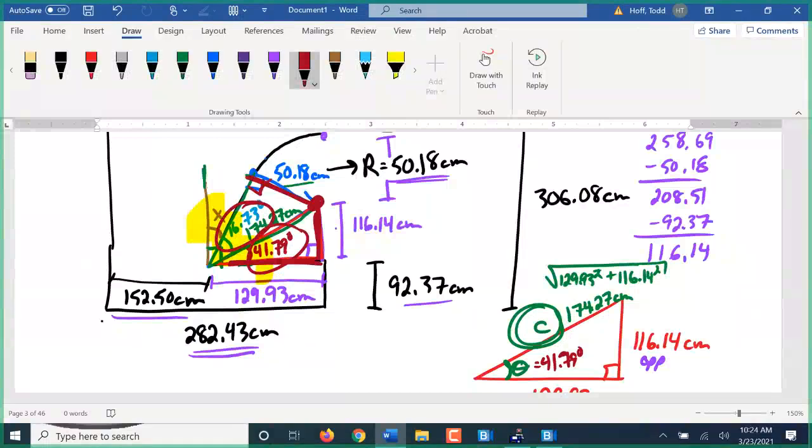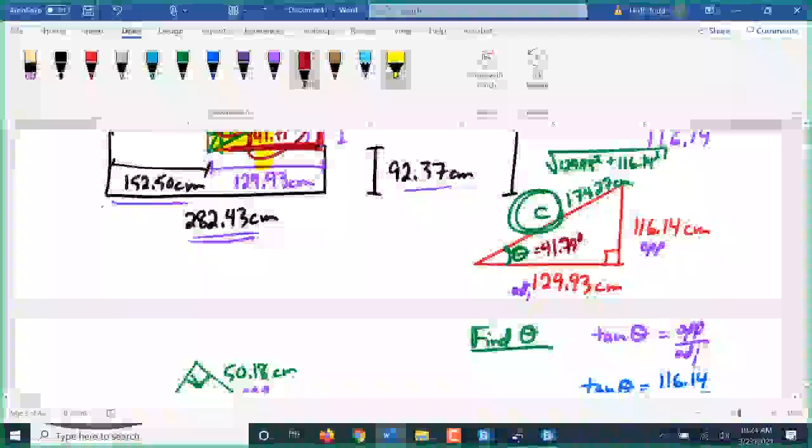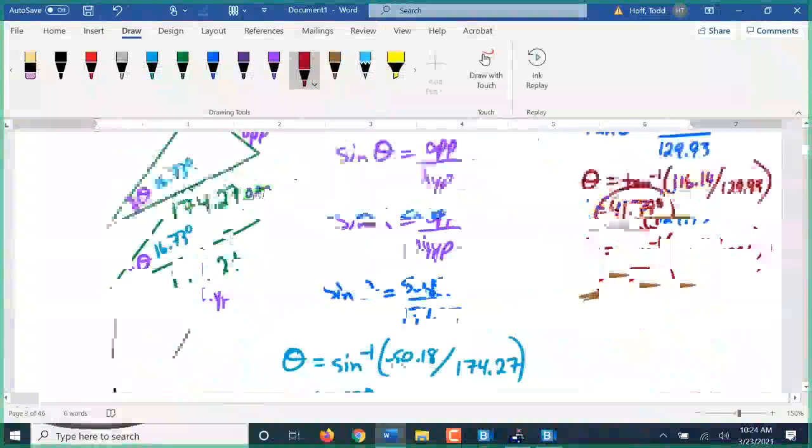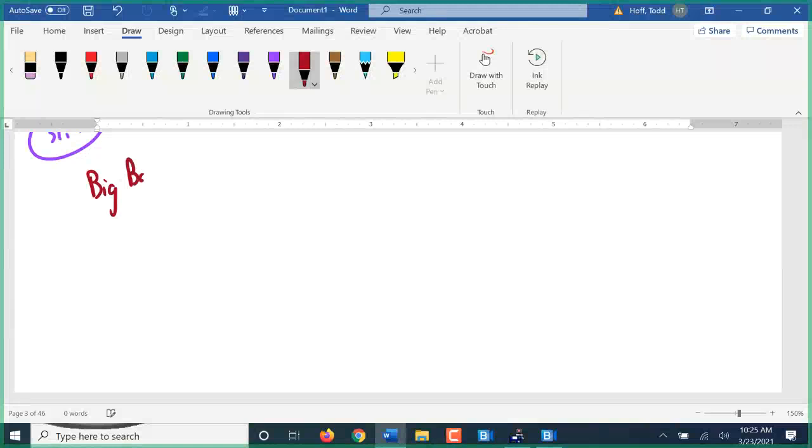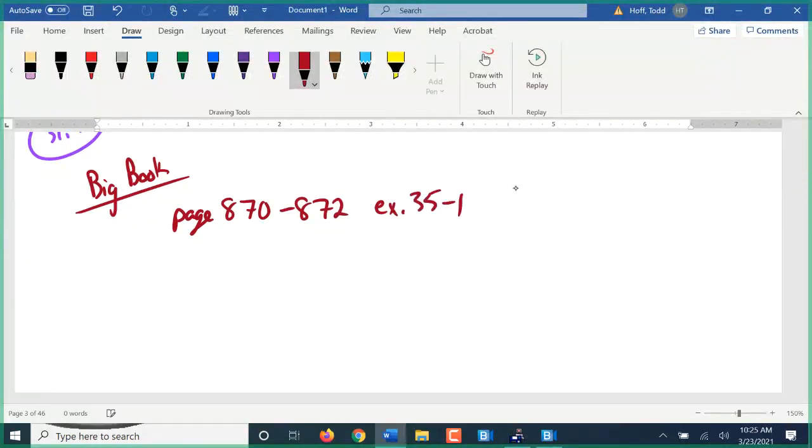We're going to give you a few pages out of the book, and some work time here. I realize we're working through the break. I'm going to give you about 35 or 40 minutes of work time today. This is out of the big book. We have pages 870 through 872, exercise 35-1, problems 7 through 21, the odd.